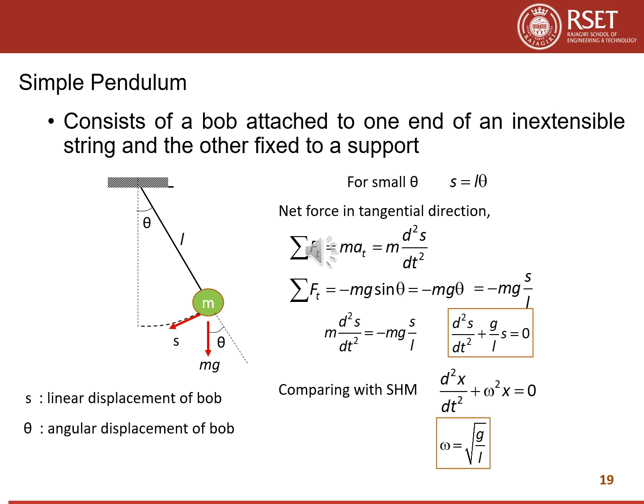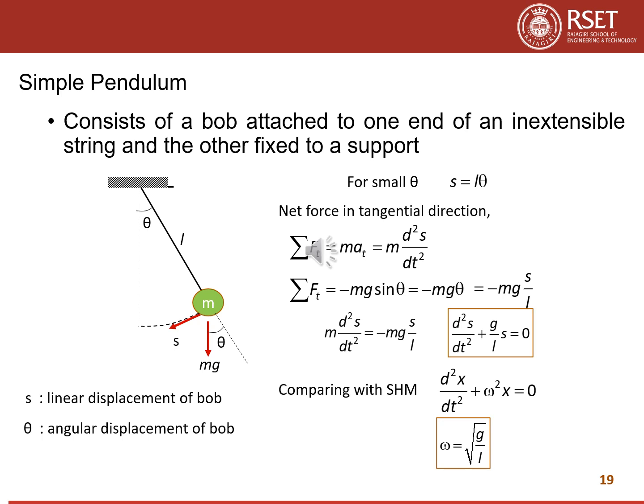Let alpha be the amplitude of oscillation, theta be the angular displacement, and S be the linear displacement of the bob. Suppose we are displacing the bob by a linear displacement S. For small values of theta, the linear displacement is equal to the arc length, that is S is equal to L into theta. Now, if At is the tangential acceleration and sigma Ft is the net force in the tangential direction, we can write sigma Ft is equal to m into At, as per D'Alembert's equation. At is the tangential acceleration, which we can write as d square s by dt square.